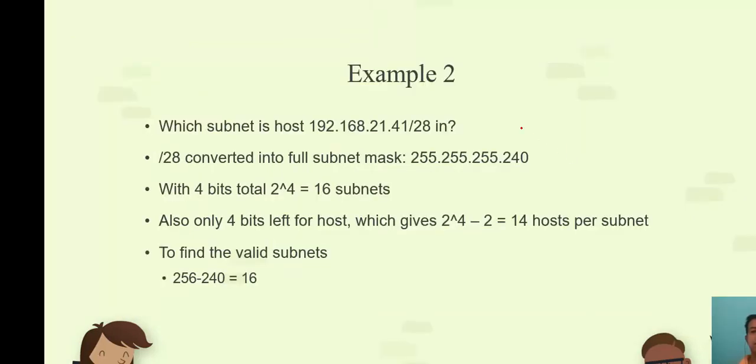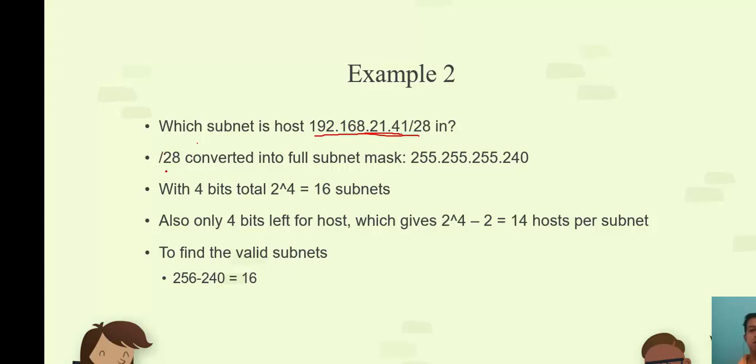Now let us take another example. It's the same question, but this time it is given in the classless notation, the CIDR notation. It is asking which subnet the host 192.168.21.41/28 belongs to. That means you are already given an IP address, 192.168.21.41/28, and you are asked in which subnet. That means some subnets have already been created and you are asked in which subnet this particular IP address is. So how will you proceed?